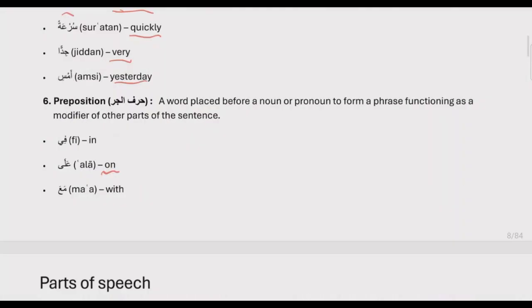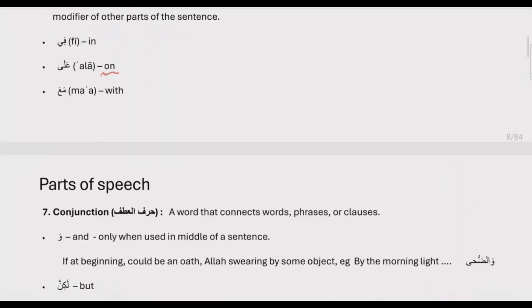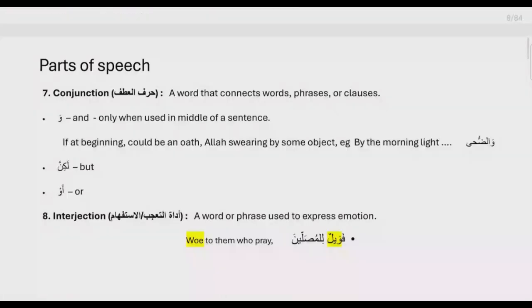All right, then we have conjunctions, which are connecting words, like a junction in a railway station. You have two lines that come together. So these things just connect words, phrases, etc. So you have wa as a very common one, which means and. Fa is also another one, which means and then. Lakin is but, aw is or, and there are a few others as well.